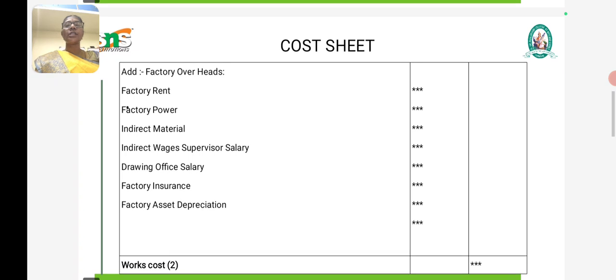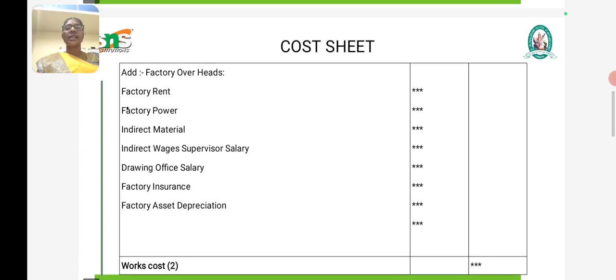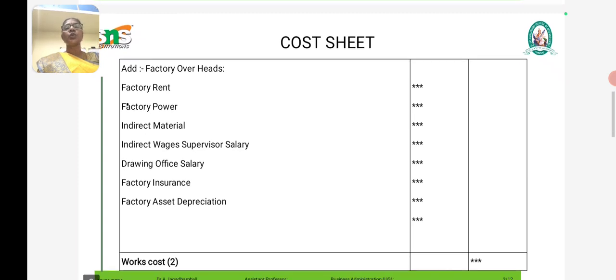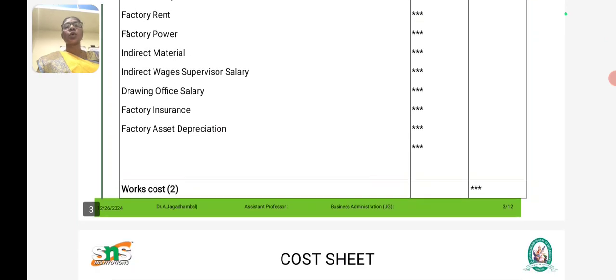First we calculate the prime cost. After that we add the factory overheads. What are the factory overheads? Factory rent, factory power, indirect material, indirect wages, drawing office salary, factory insurance, then factory asset depreciation. These are all the points added, and the result is called the work cost.